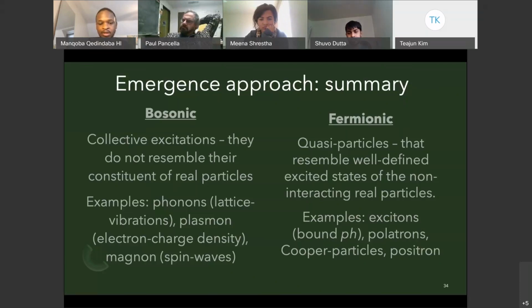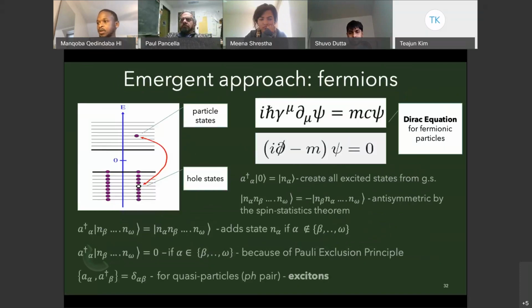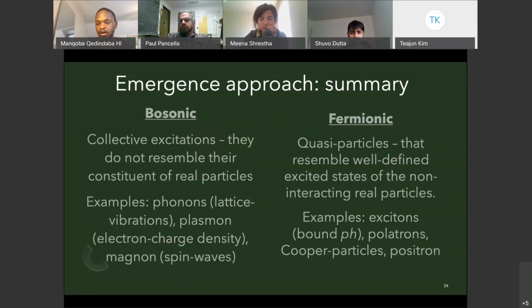So in this picture, you basically have now two hole and two particle states. Those were biexcitons, and there was a guy presenting on how they measure this in the lab. All right, so I hope I've convinced you that this emergent approach works very well.